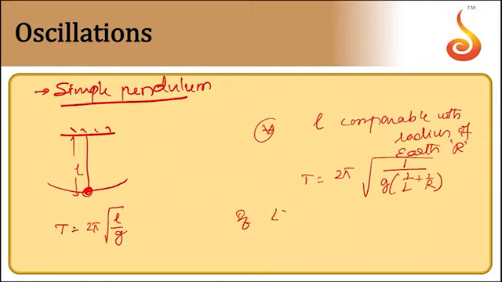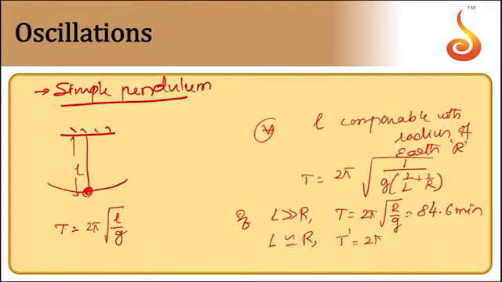If L is much greater than R, then the time period becomes 2 pi root R by g, and that becomes 84.6 minutes. If L is approximately equal to R, then T dash, or say the time period, becomes 2 pi root R divided by 2g, and that is close to 1 hour. So remember these simple results as far as the period of oscillation of a simple pendulum is concerned.